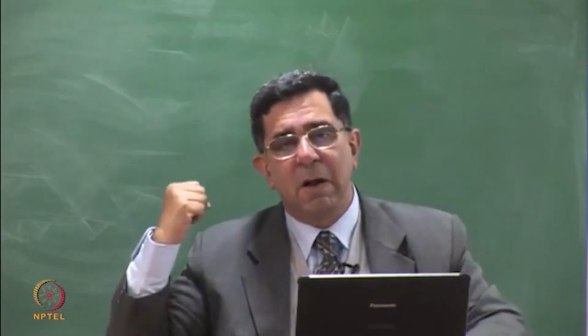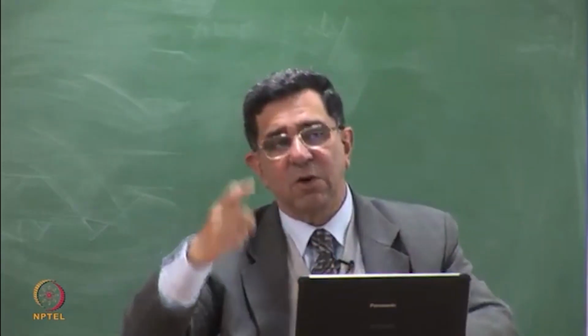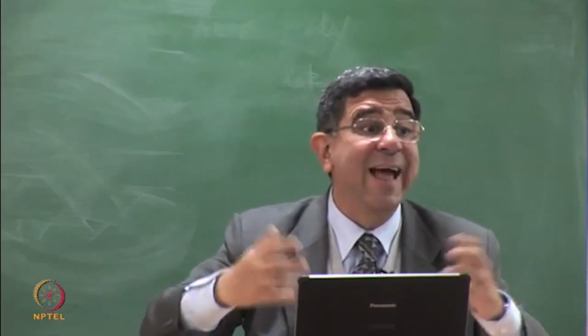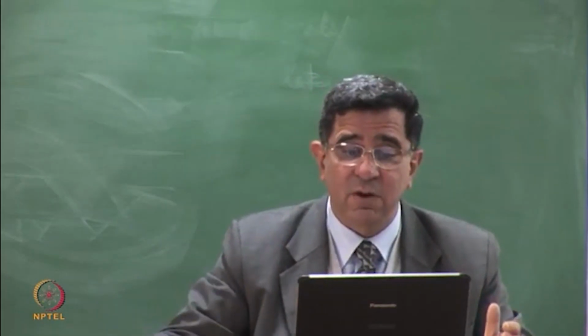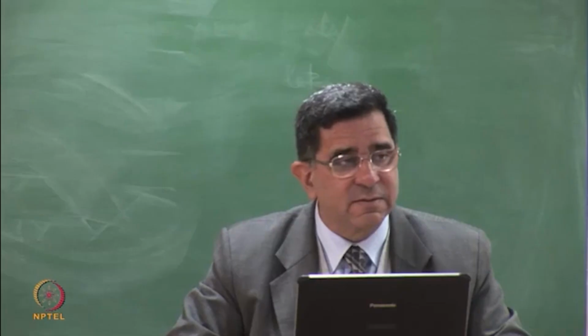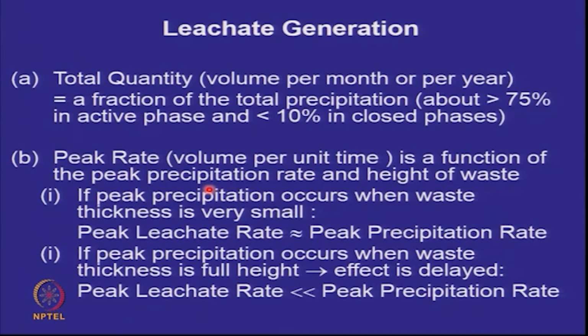So your effluent treatment plant or whatever system that you're going to set up must be able to treat that much leachate every month or every year. But the peak rate is going to be governed by your rainfall. And under what condition is your peak rate going to be the highest? Tell me.